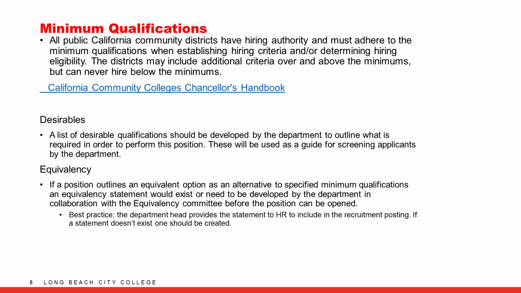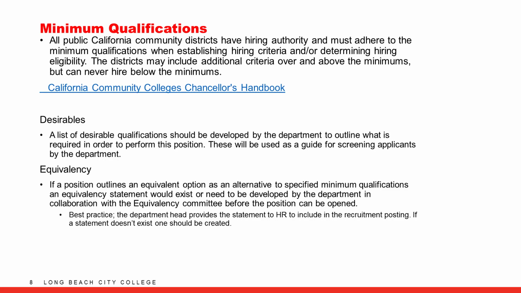Minimum qualifications. All public California community college districts have hiring authority and must adhere to the minimum qualifications when establishing hiring criteria and/or determining hiring eligibility. The minimum qualifications listed on the job posting should come directly from the California Community College's Chancellor's Handbook. Also, a list of desirable qualifications should be developed by the department to outline what skills are needed in order to perform this position. These will be used as a guide for screening applicants by the department.